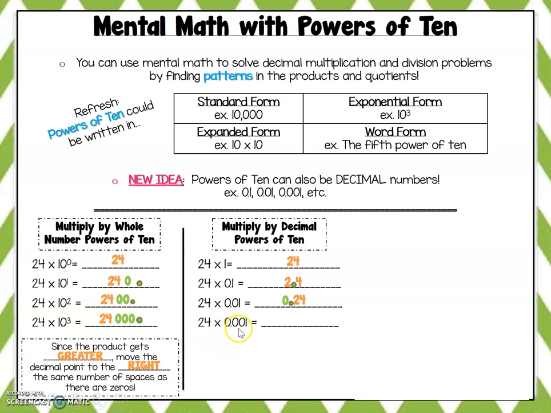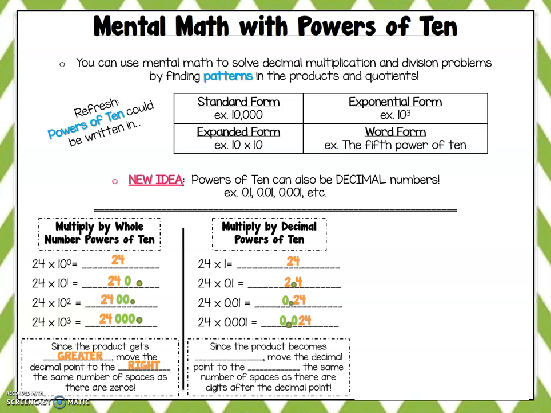Finally, in 24 times 1/1,000th, since I have three digits after the decimal point, I need to shift my decimal point three spaces to the left. That means I go 1, 2, 3, and I place it here. Just like with whole numbers, sometimes I need a placeholder 0. So my product here is 0 and 24 thousandths.